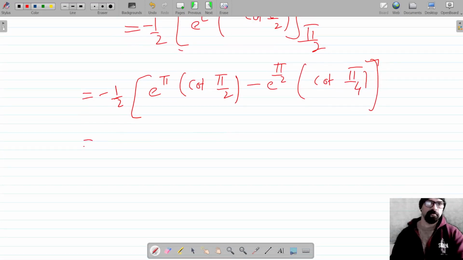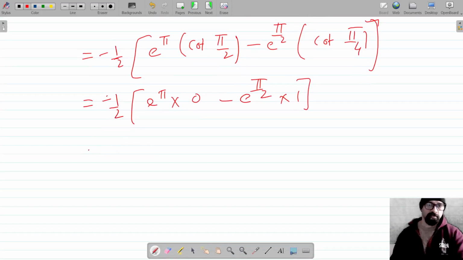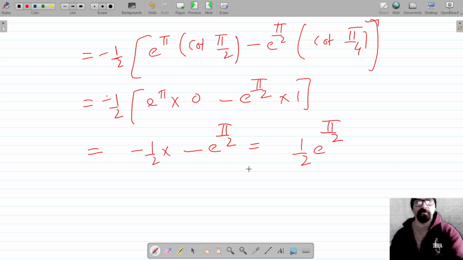So negative half into e raised power pi times cot pi by 2, and cot pi by 2 is 0. This is negative e raised power pi by 2, and cot pi by 4 is 1. And this is now negative half into negative e raised power pi by 2, which becomes half into e raised power pi by 2. So our answer is half into e raised power pi by 2. This is our integration.